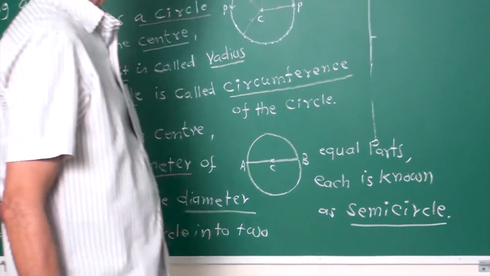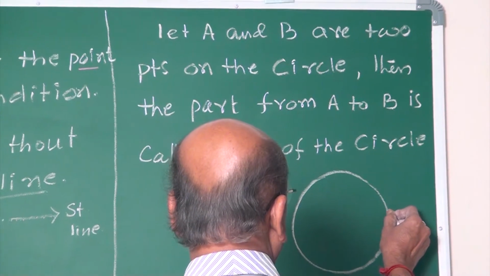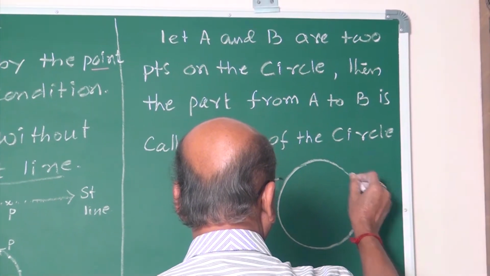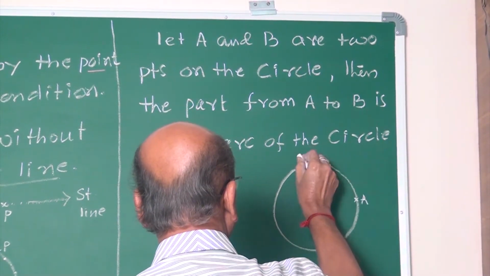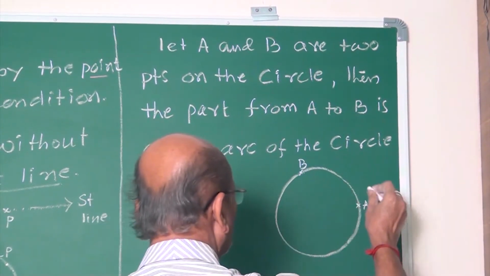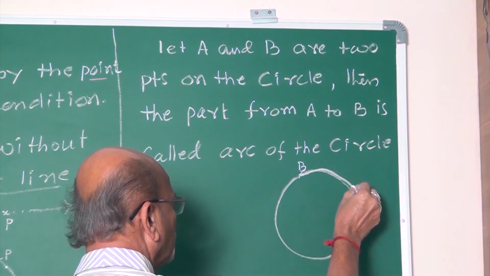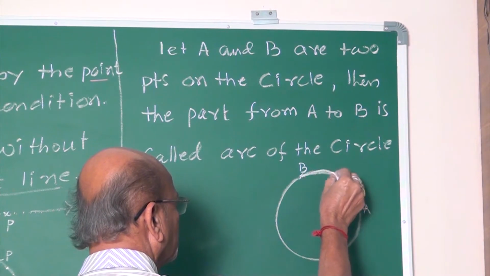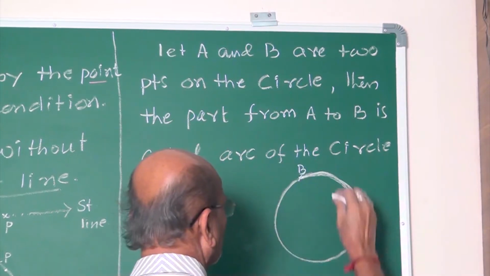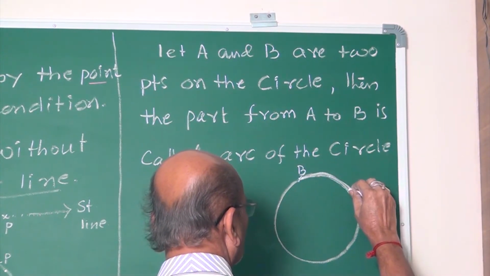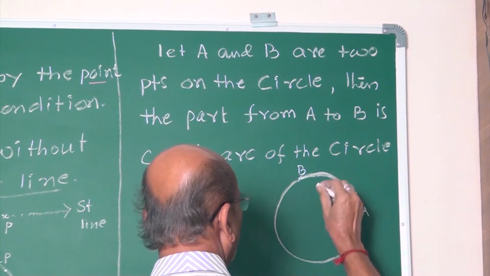Next, my friends, arc of the circle. This is arc. Say I take A here and B here. The portion right from A to B, this is known as arc of the circle. Or even this is known as minor arc.